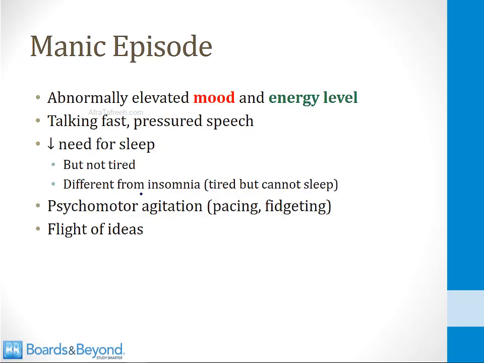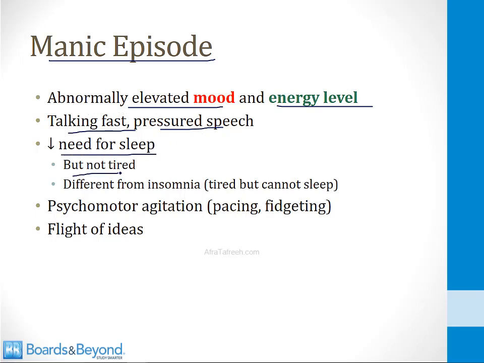Mania is like the opposite of depression. Patients with mania have an abnormally elevated mood and they have an abnormally high energy level. Mania tends to occur episodically, and when it comes on, we say that the patient is having a manic episode. During a manic episode, some of the things you can see are that the patient may talk fast and have pressured speech. They often don't need to sleep, although they're not tired.